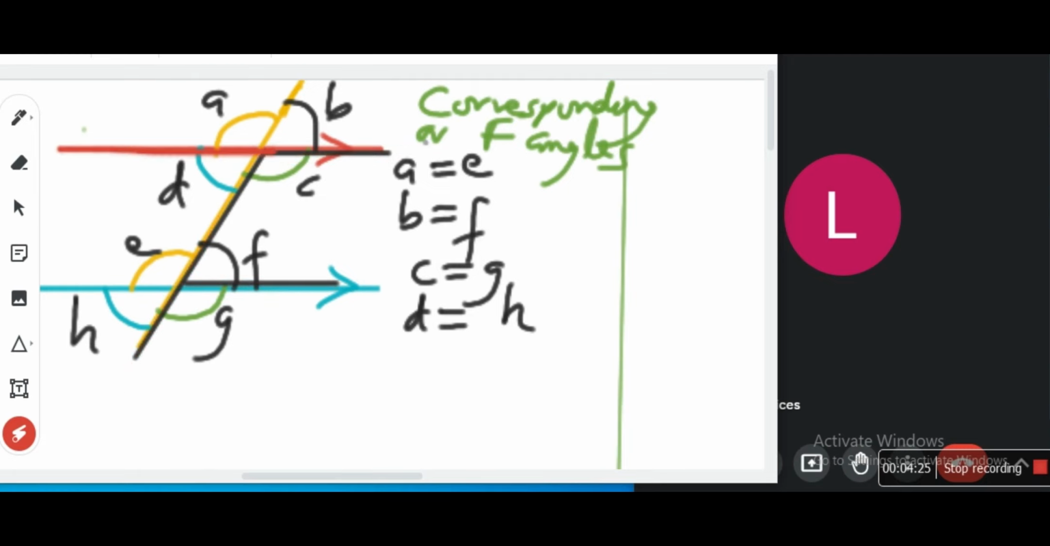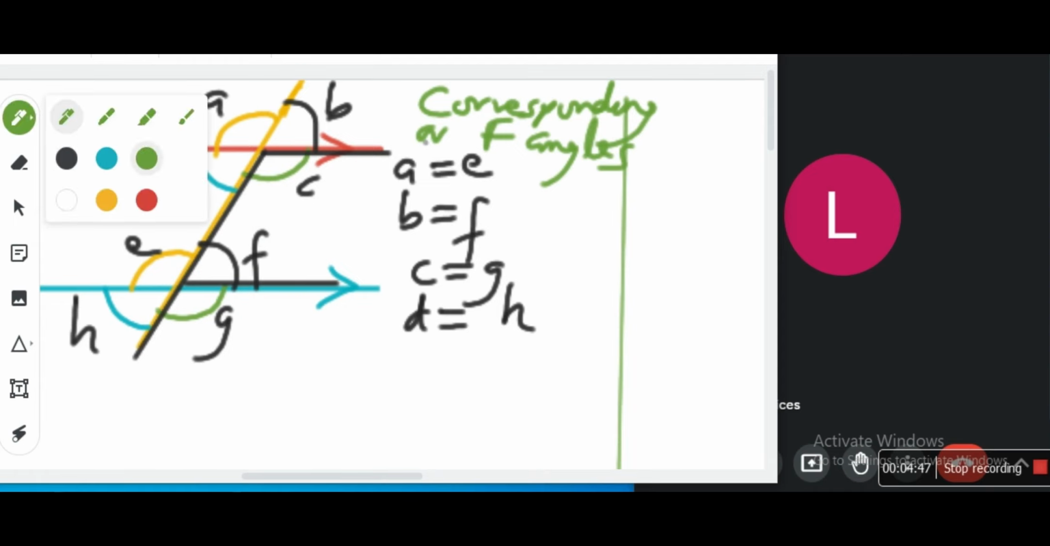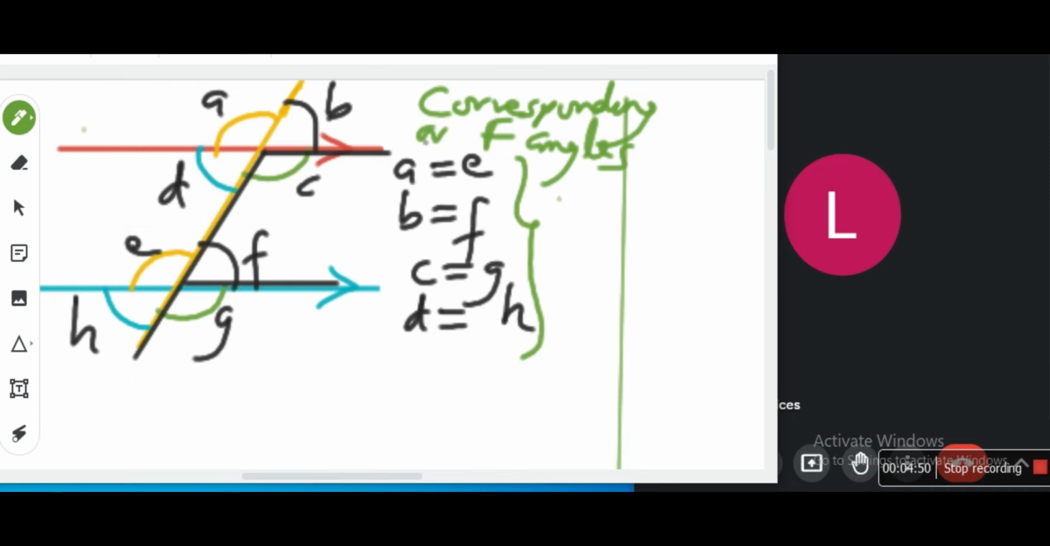If you also draw it on this side, it forms something that looks like an F. So this is an F angle. Below this one, C is below this one, G. Above it, B is above it, F. So corresponding or F angles are equal.